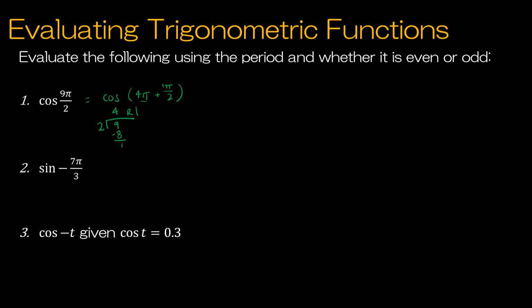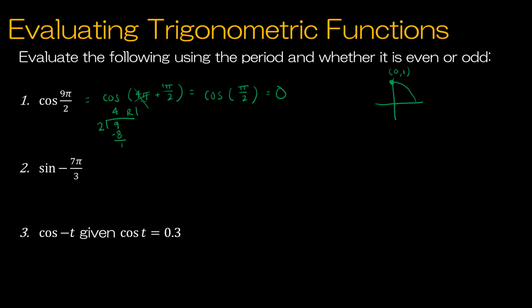Now, because the period of cosine is 2 pi, the result for cosine of 9 pi over 2 is going to be exactly the same as the result of the cosine of just pi over 2. I can essentially ignore the 4 pi. So now I'm looking at cosine of pi over 2. Now if I think about my unit circle, that's this point right here, pi over 2, and that's the point 0, 1. And I know that cosine is the x value, and therefore my result is 0.